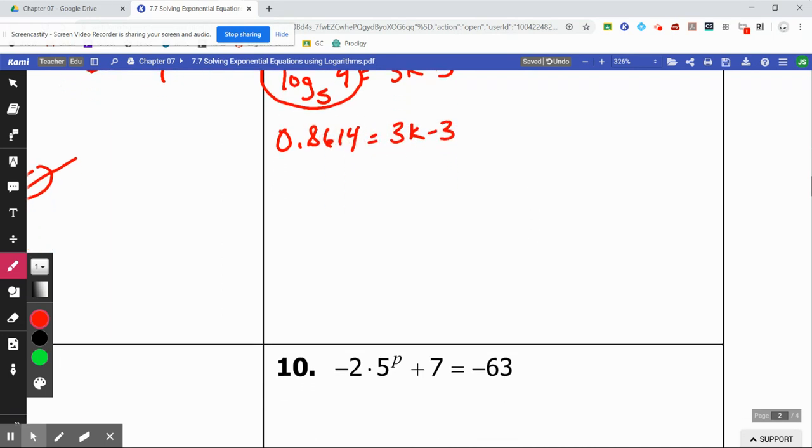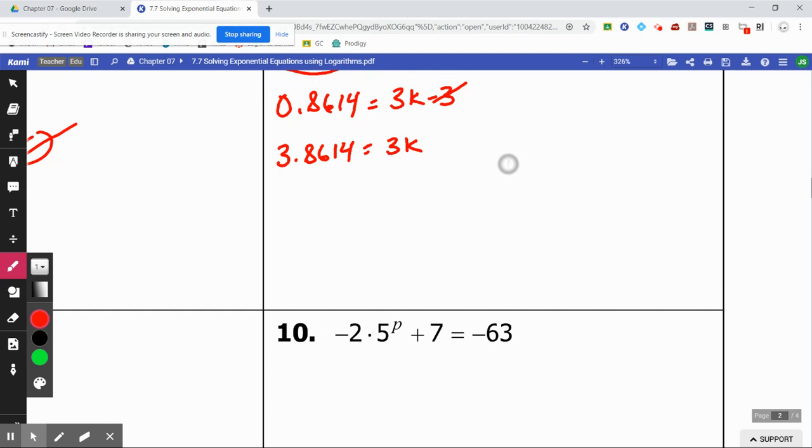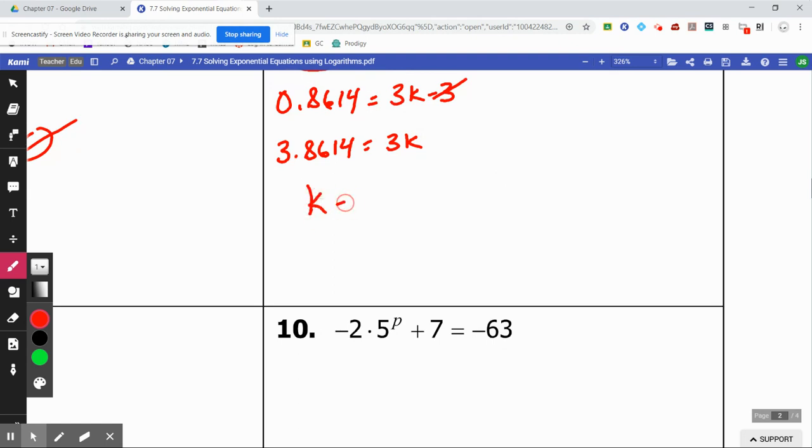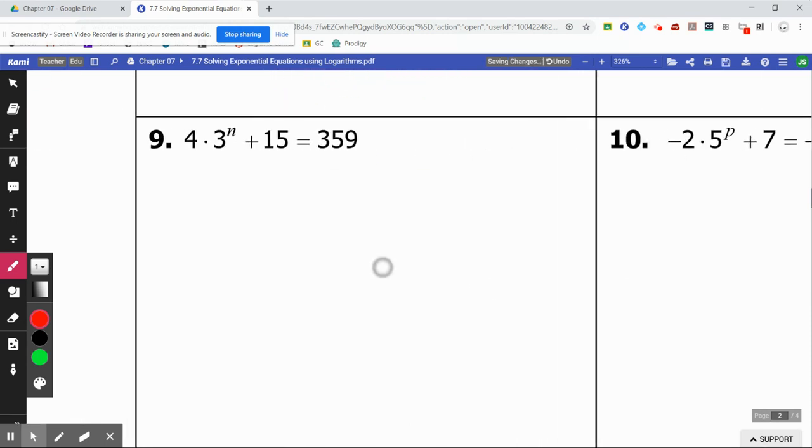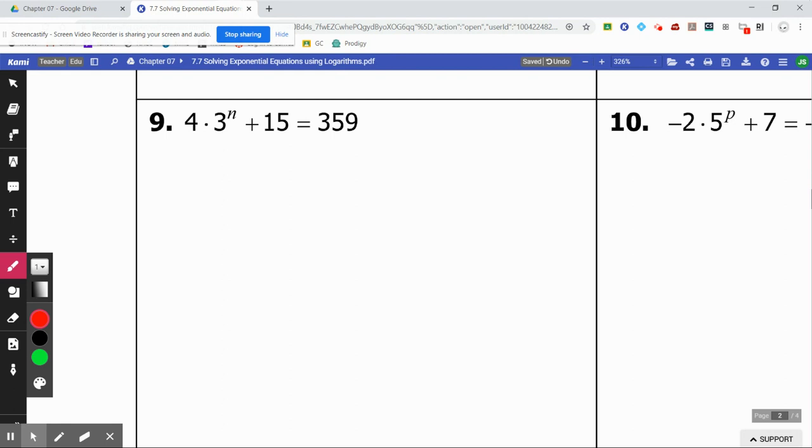Next step, we've got to add the 3, so you have now 3.8614 is equal to 3k. Then the last step, we're going to divide by 3, and we find out that k is equal to 1.2871. Number 9. Again, isolate your exponential first. Get rid of plus 15 by subtracting 15, and you now have 4 times 3 to the nth is equal to 344.